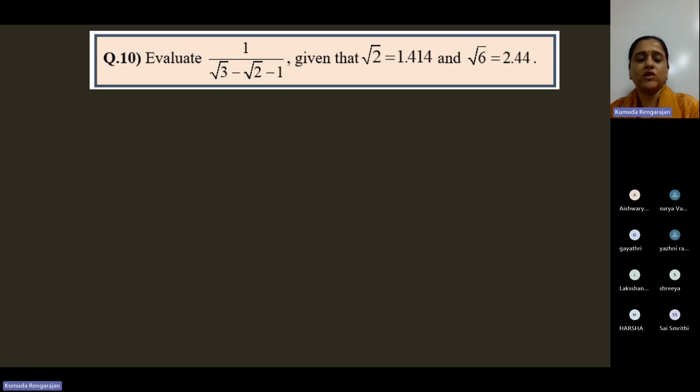So look at this one. Evaluate 1 by root 3 minus root 2 minus 1, given that root 2 is 1.414 and root 6 is 2.44. So again, you will have to rationalize the denominator. You'll have to simplify this one and then use these values given.